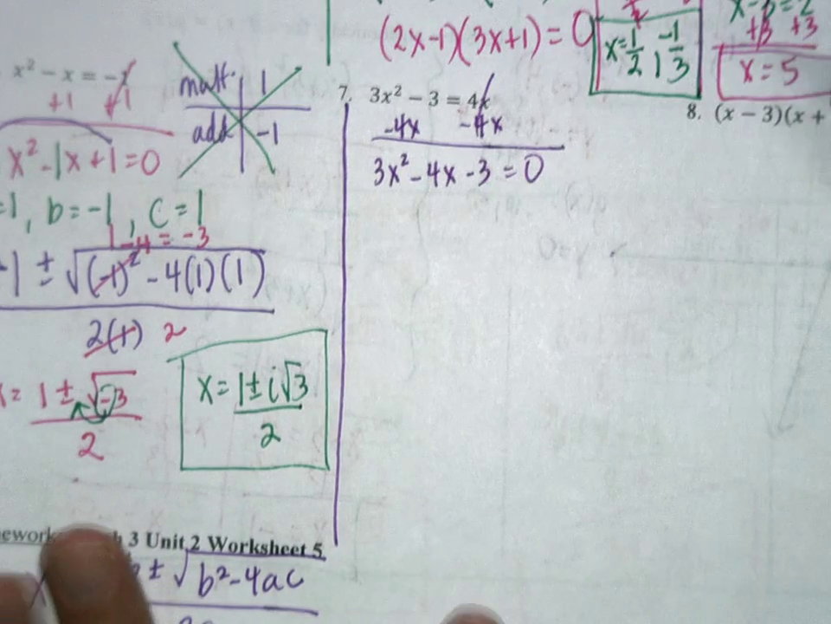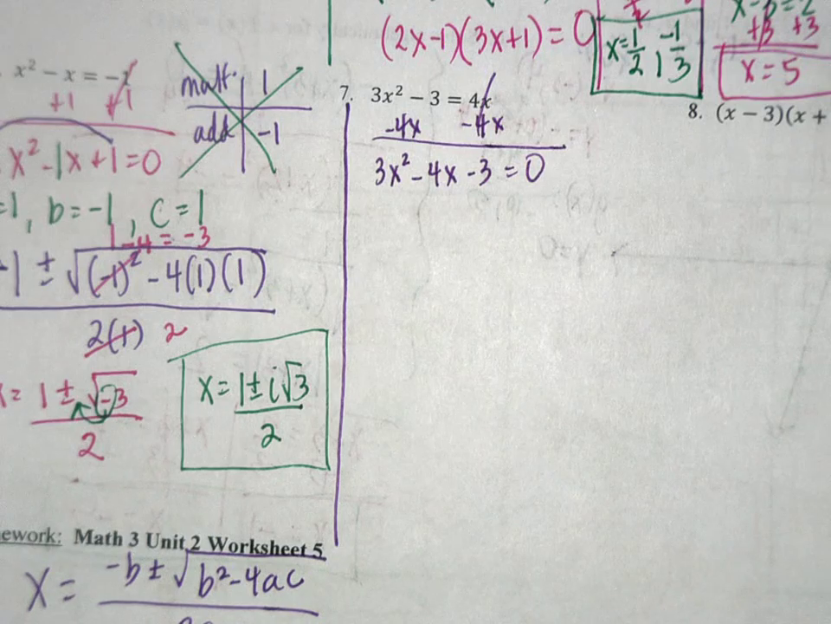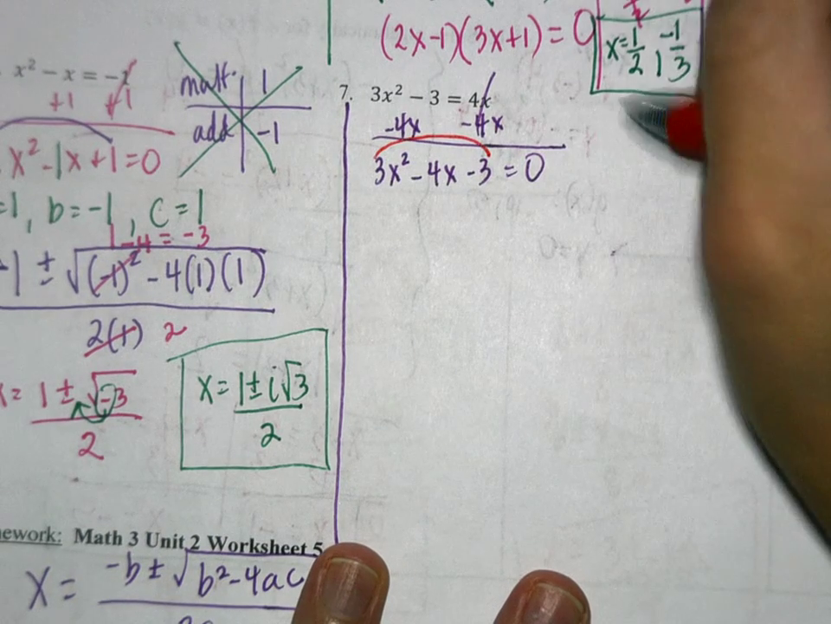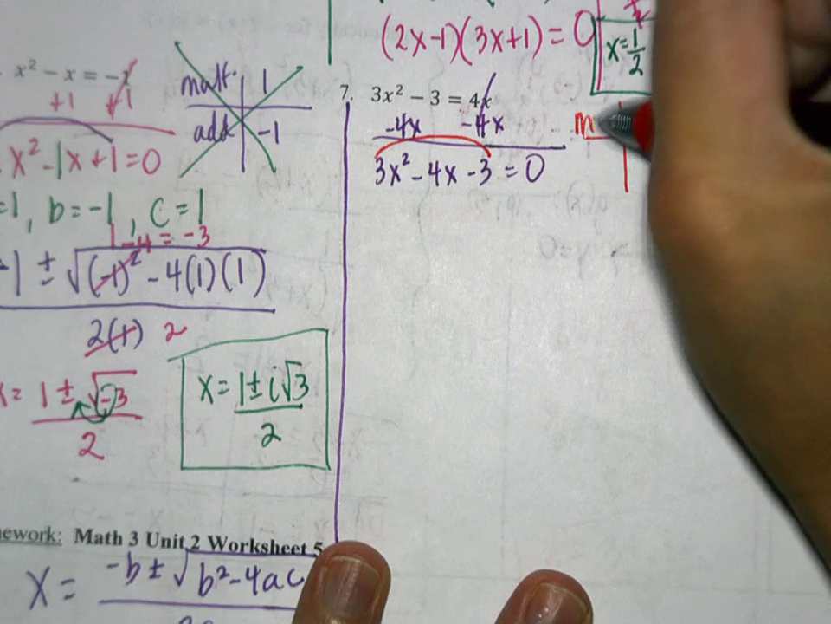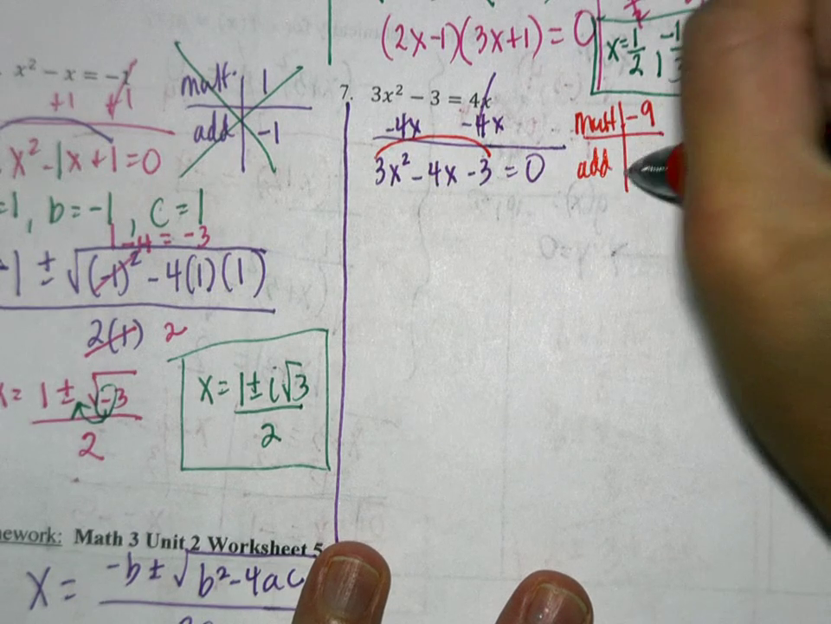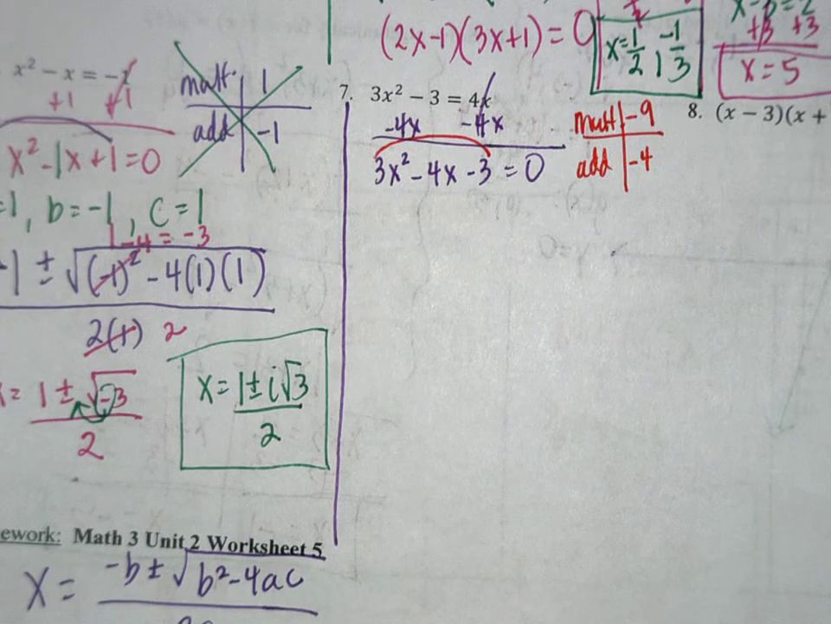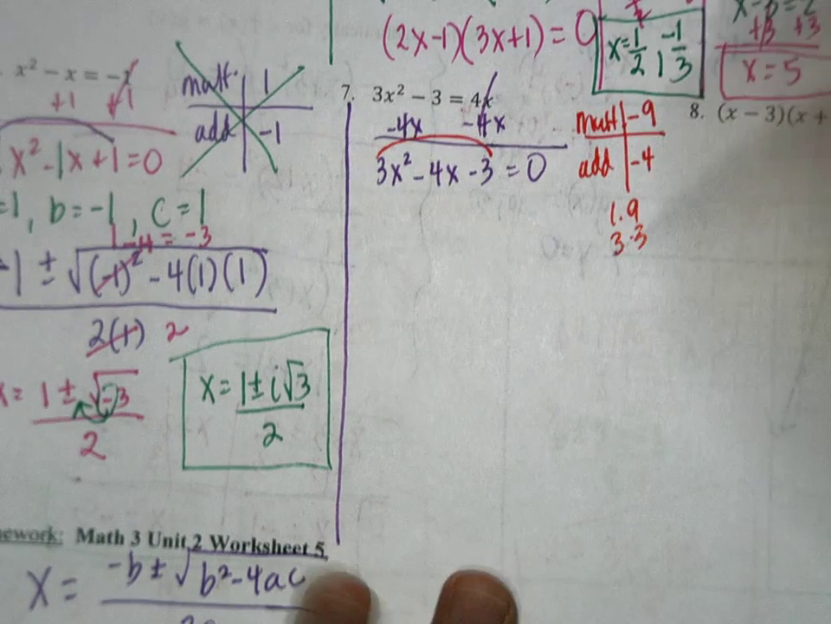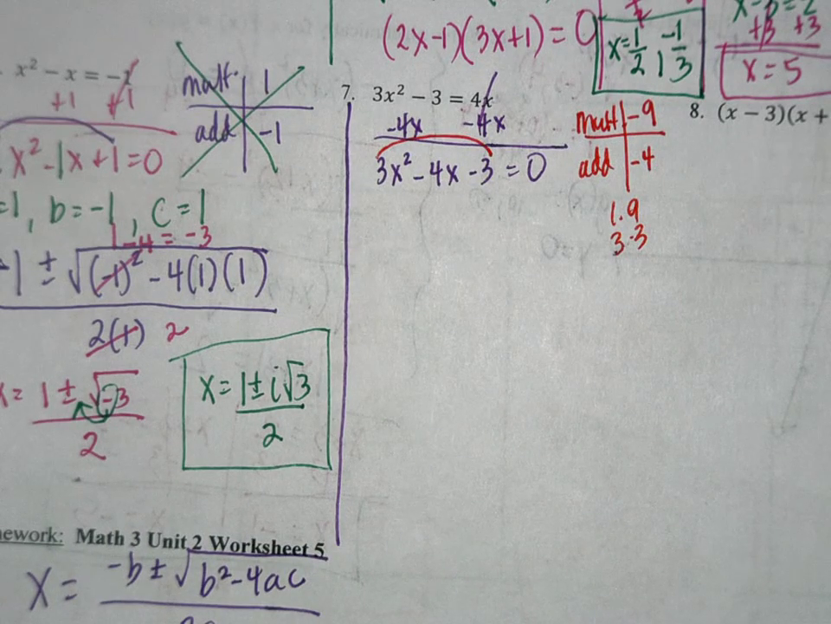Let's go ahead and check it. So when I multiply over, 3 times negative 3 is what? Negative 9. And my adding is negative 4. Are there any numbers that multiply to be negative 9 and add to be negative 4? No, because you only have 1 and 9 and 3 and 3, and there's no way of making 4 with either one of those sets of products. Okay, so this doesn't work.